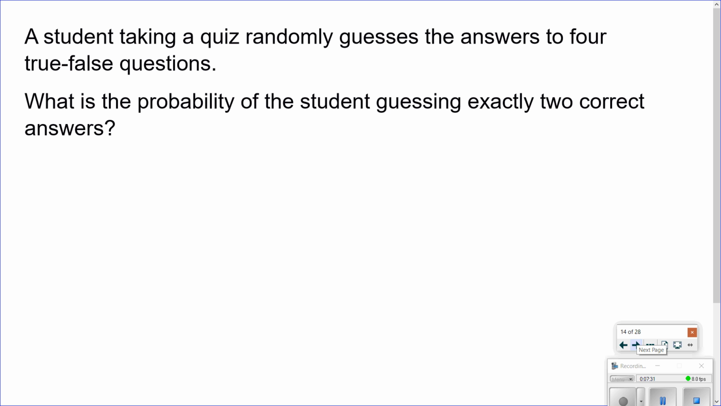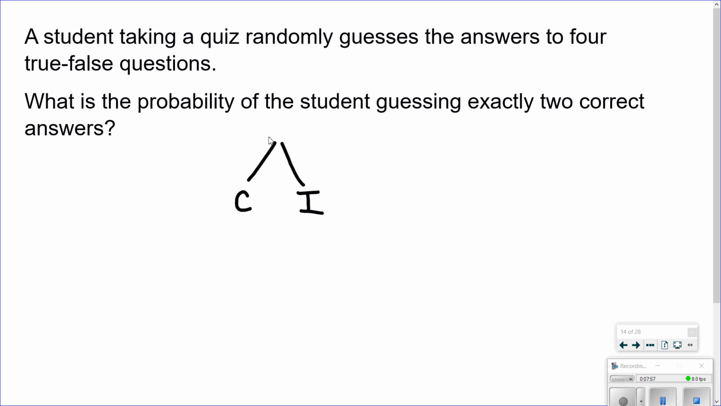So here's an example. A student taking a quiz randomly guesses on the answers to 4 true and false questions. What is the probability of the student guessing exactly 2 correct answers? One easy approach to this is to write out the sample space. Let's say the student first guesses on question number 1, and he can either get the answer correct or get the answer incorrect.